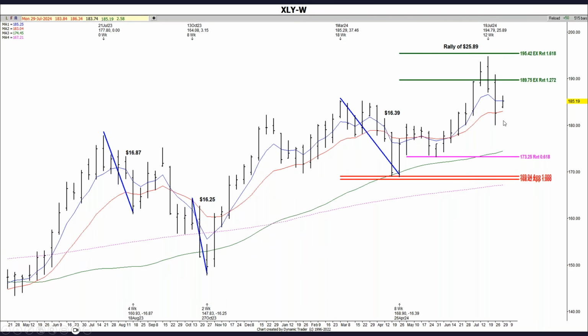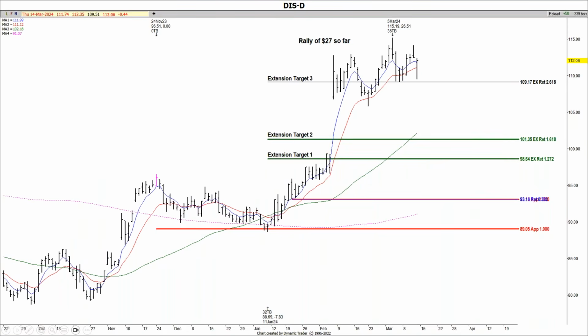So here's XLY, another great example of symmetry. We had two previous swings projected from the high on the 1st of March 2024, came down into price support, hit, held, and basically pretty much met both those targets on the upside. A rally of $25.89.